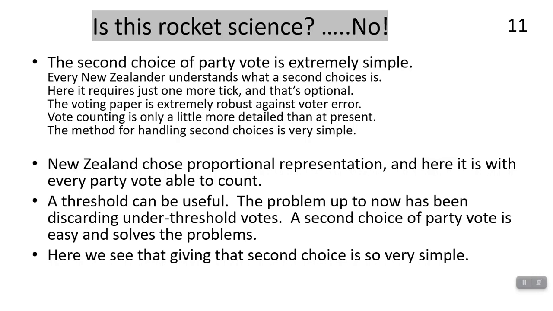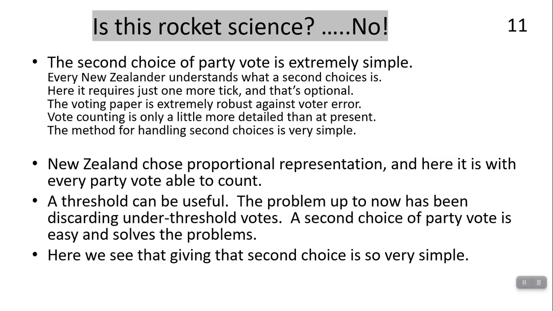So, how complicated is this? Is this rocket science that's difficult to follow? It certainly isn't. Every New Zealander understands what a second choice is. Here it requires just one more tick, and that's optional. The voting paper is extremely robust against voter error. Vote counting is only a little more detailed than at present, and the method for handling second choices is very, very simple.